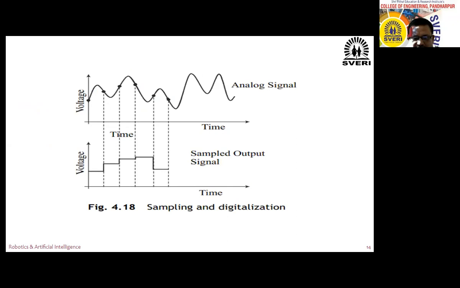Now this is the sampling and digitalization. See that this is the analog signal and this is the sampled output digital signal. Means some noise is there, that noise has been removed from the signal and this is a corrected digital signal.